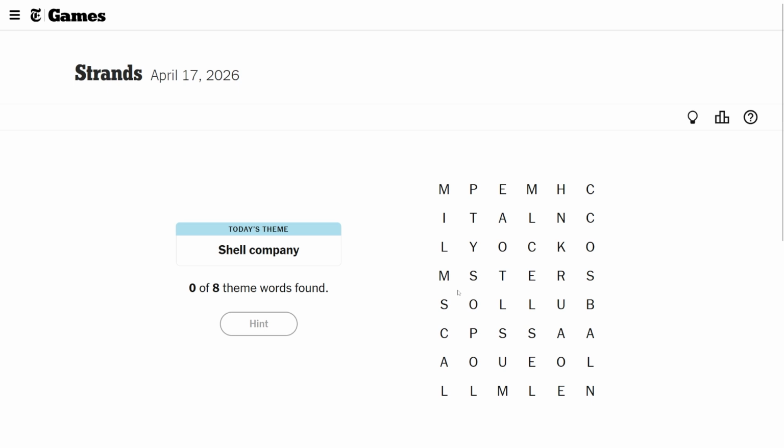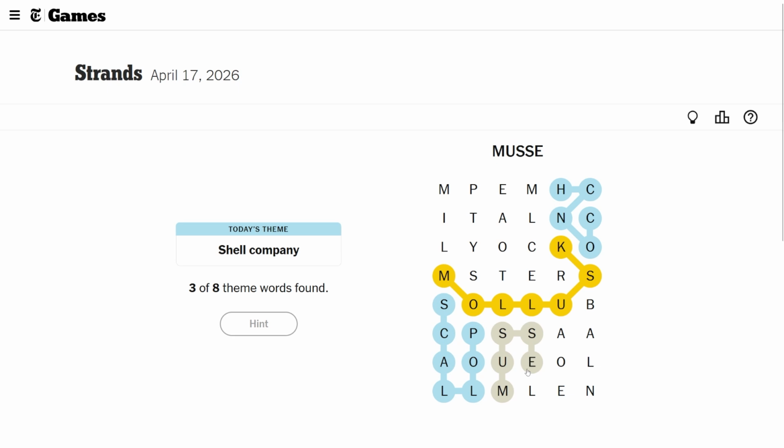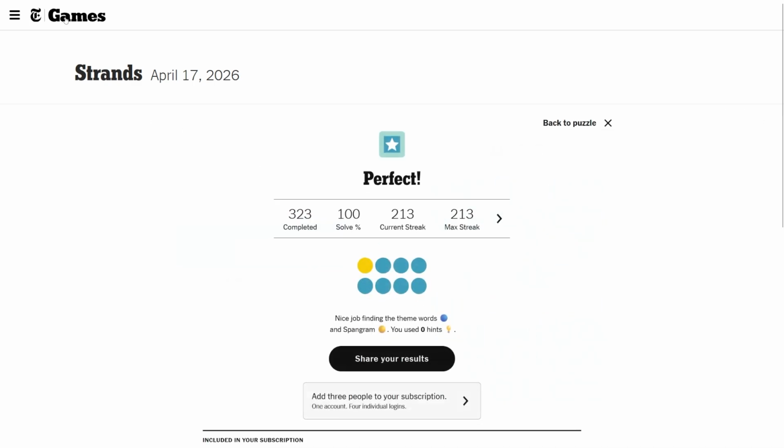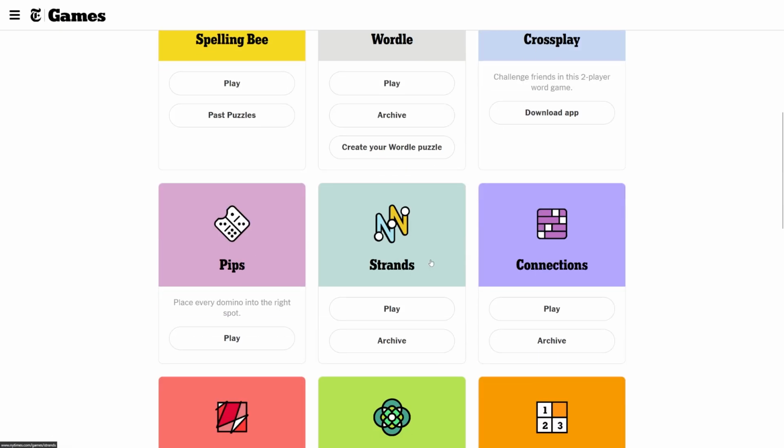What would the spangram be? Mollusks? Mollusk, maybe? There we go. Conch. Scallop. Mussel. Abalone. Oyster. Two more. Clam. And I don't know. Oh, okay. Limpet. Yeah, I think I've heard that. All right, that was the Strands.